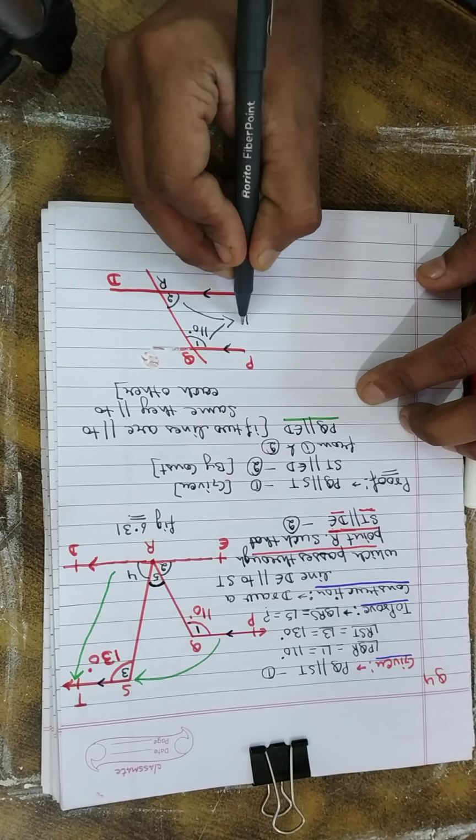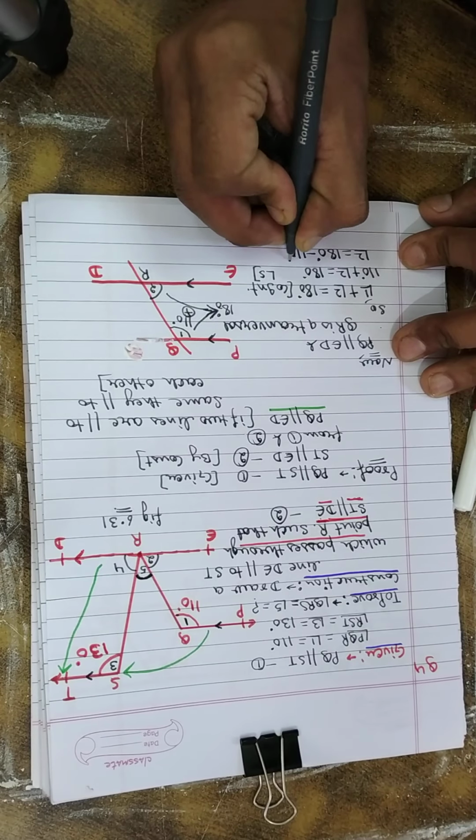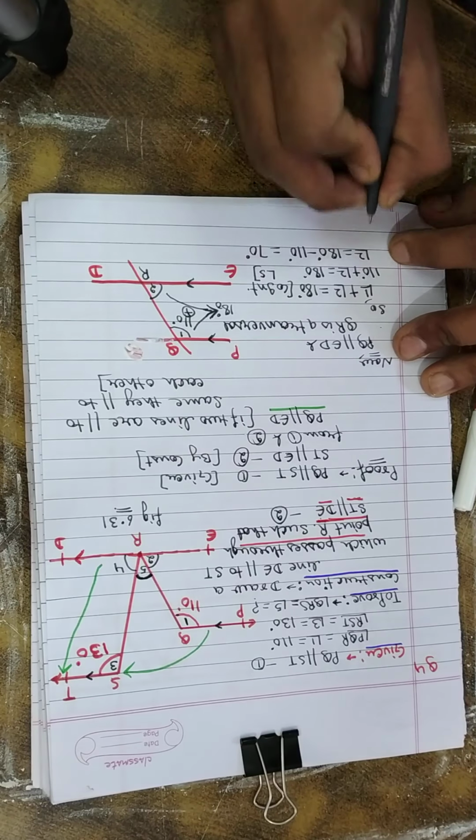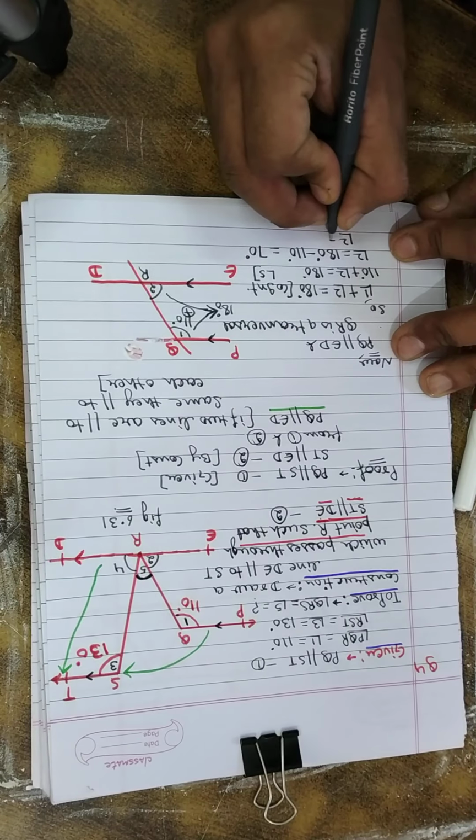So angle 1 plus angle 2 equals 180 degrees. Reason: co-interior angles. Angle 1 is 110 degrees, and we have to find angle 2. Angle 2 is equal to 180 degrees minus 110 degrees, which equals 70 degrees. So angle 2 is equal to 70 degrees.